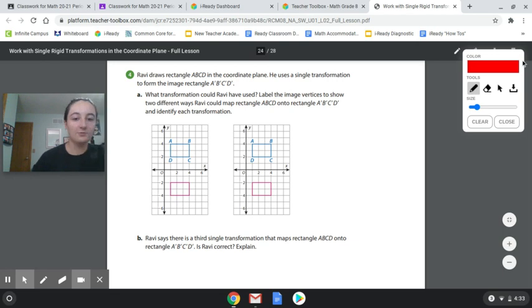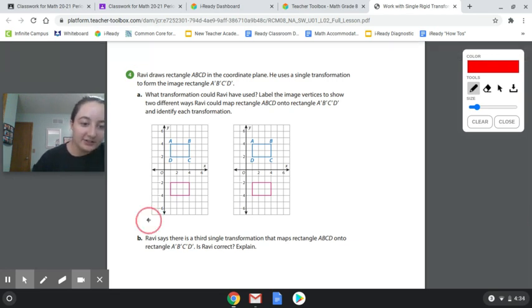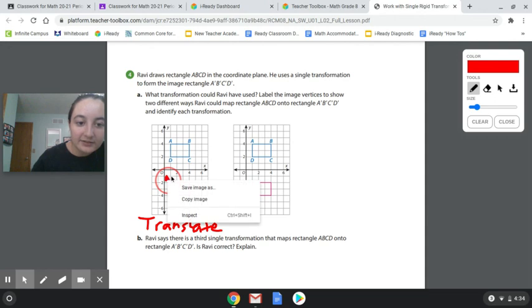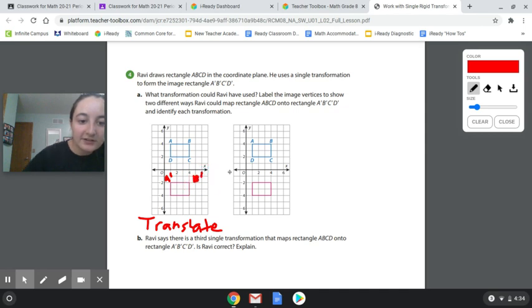So we'll do for our first one a translation. So translate, which means that our A is up here, so that would mean our A prime would be right here. Our B prime would be right here. Our C prime right here, and our D prime right here. And we translated it 1, 2, 3, 4, 5, 6 down. So that's one way we could do it.